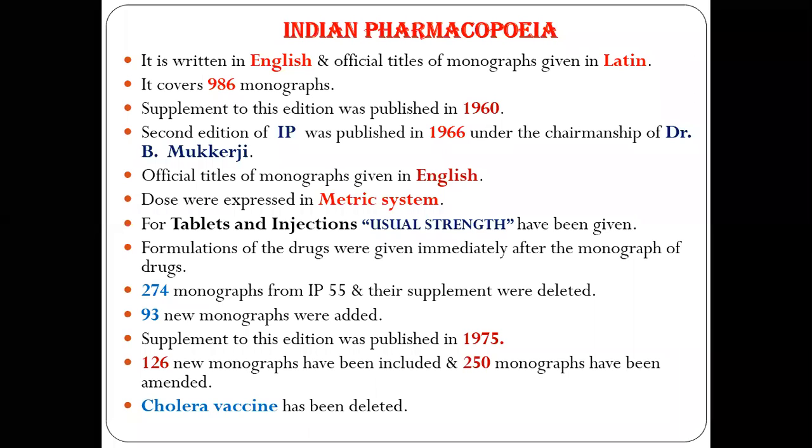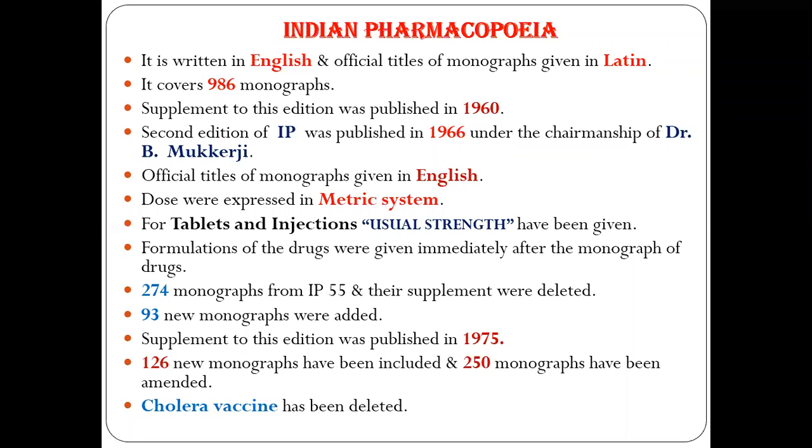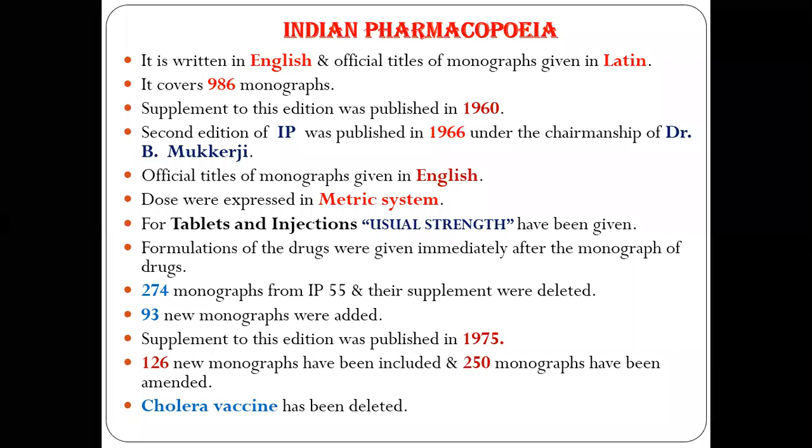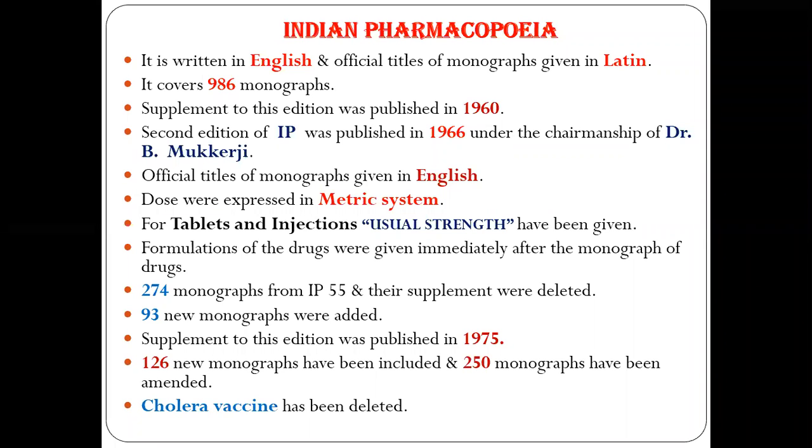In 1966, the second edition of Indian Pharmacopoeia was published under the chairmanship of Dr. B. Mukherjee. So Dr. B. Mukherjee did another important work: he developed the second edition of our Indian Pharmacopoeia. Again, the language was English, and the metric system was used for the expression of various kinds of dimensions, various kinds of measuring systems.